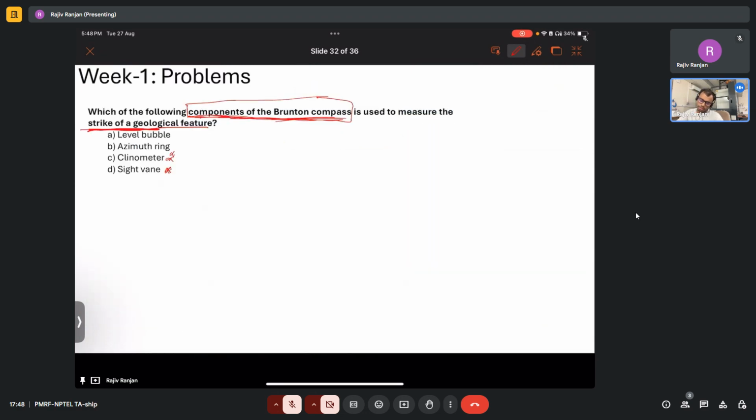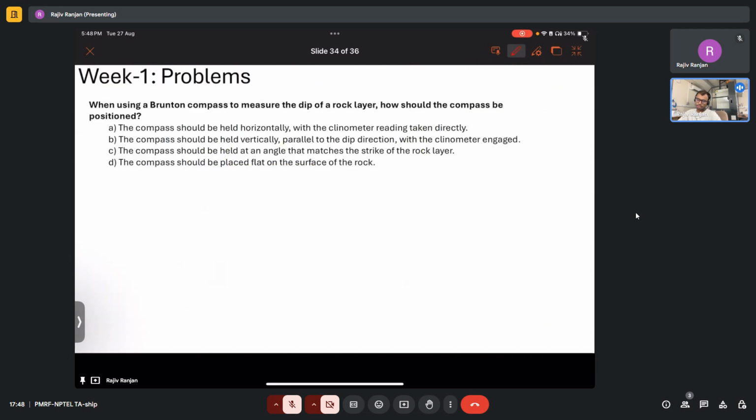So that is by this, the level bubble is the correct option. Let us go to the next question.